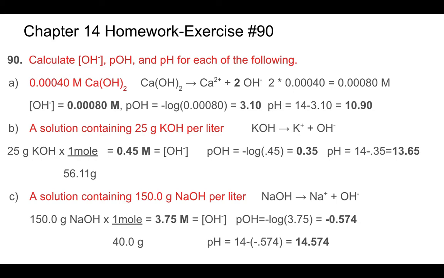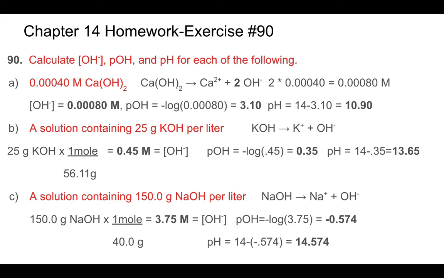So, fun with ice tables. Calculate OH minus, pOH, and pH for the following. Now keep in mind these are strong bases, so we are assuming 100% dissociation. The first one, not going to fool me, it's a double base. I've got to double the molarity. 0.0004 becomes 0.008 molar OH minus, and that means the pOH is the negative log of that, 3.10, and the pH is 14 minus the pOH, which is 10.90.